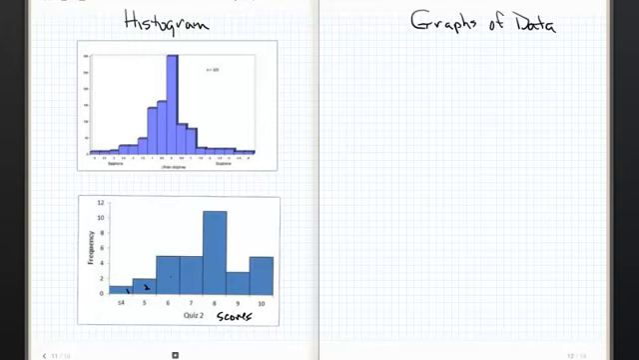It appears as though 2 people got 5s. It looks like 5 people got 6s. It looks like 5 people got 7s as well. It looks like 11 people got 8s. 3 people got 9s, and how many people got 10s? It looks like 5 as well.